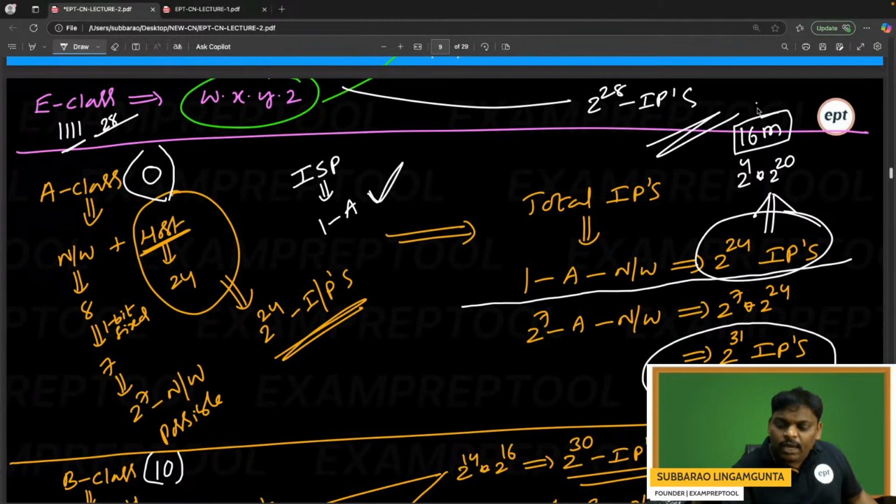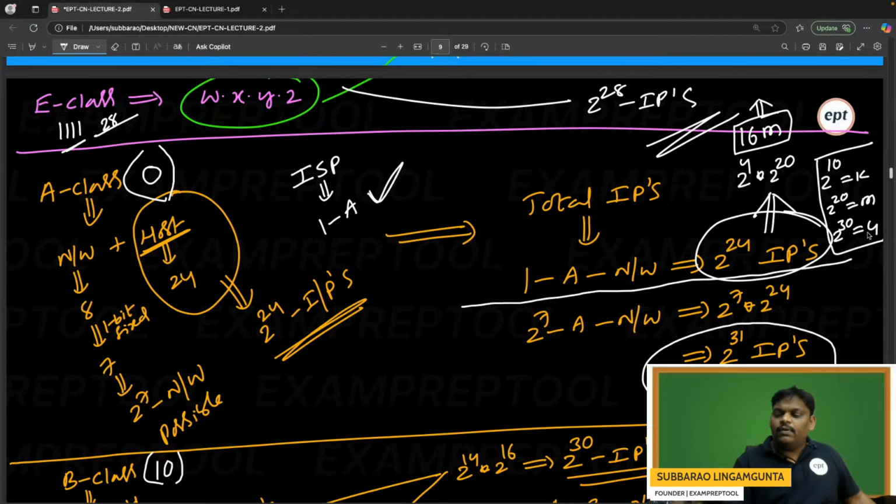16M IPs are possible. I'm repeating once again, 2 power 10 means K, 2 power 20 means M, 2 power 30 means G, giga. Let me write now: 2 power 10 K, 2 power 20 M, 2 power 30 G, giga. So 2 power 4 is 16, 2 power 20 is M, so 16 million IPs are possible. These many IPs.